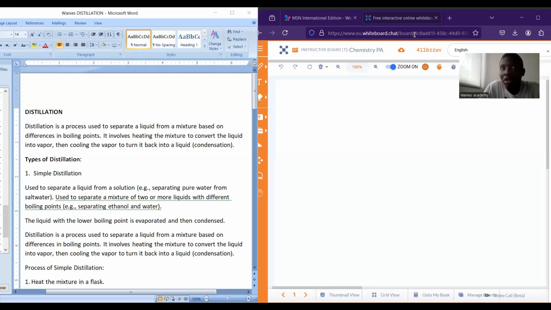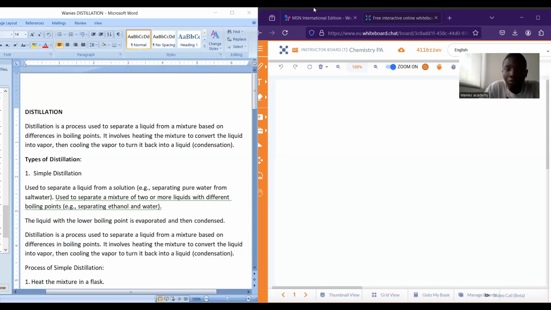Normally we define distillation as a method to separate miscible solvents from solution. Normally we have two types of distillation: simple distillation and fractional distillation. Simple distillation, the normal distillation, is used to separate two miscible liquids with different boiling points. If there is a difference in their boiling points, what we use is distillation.